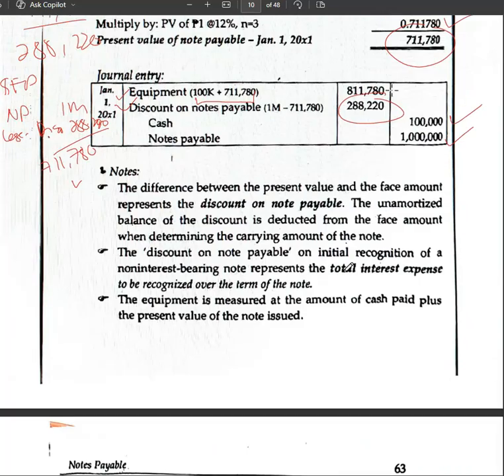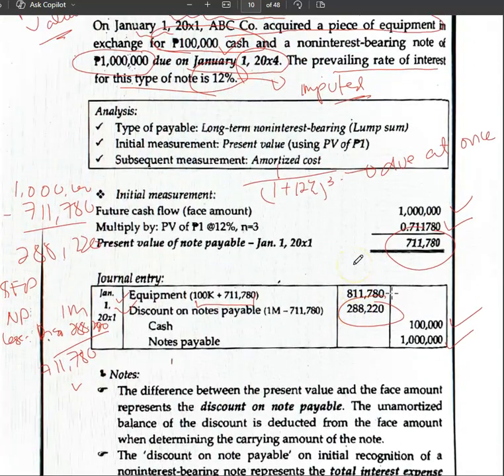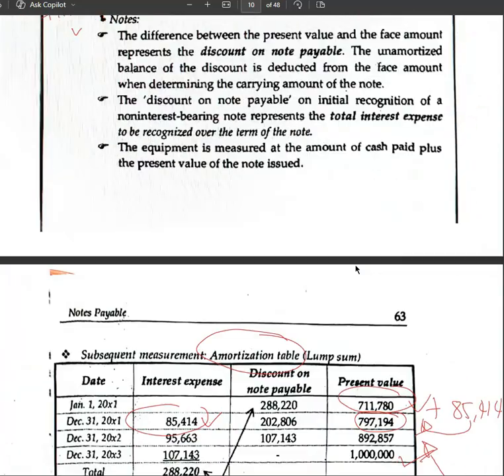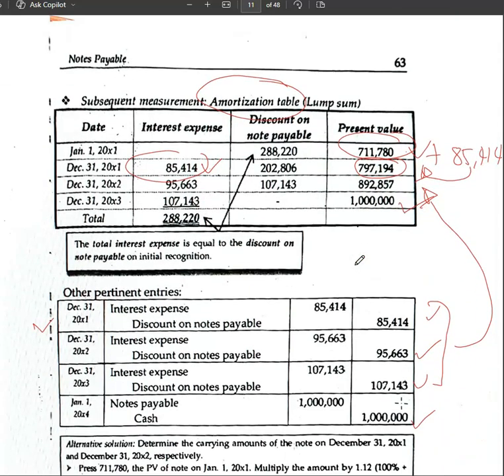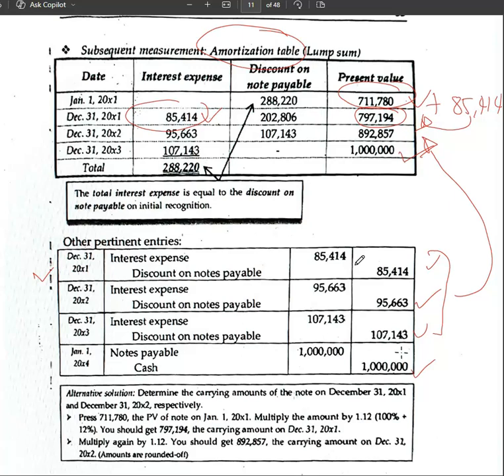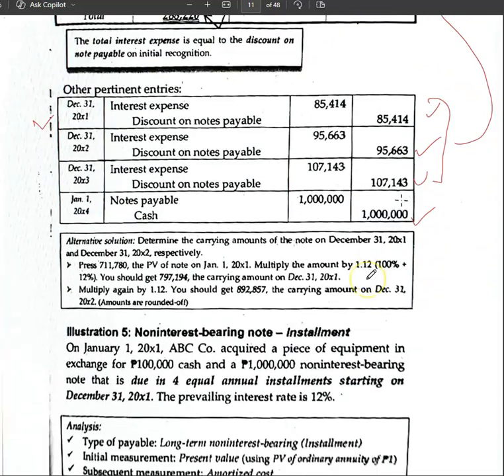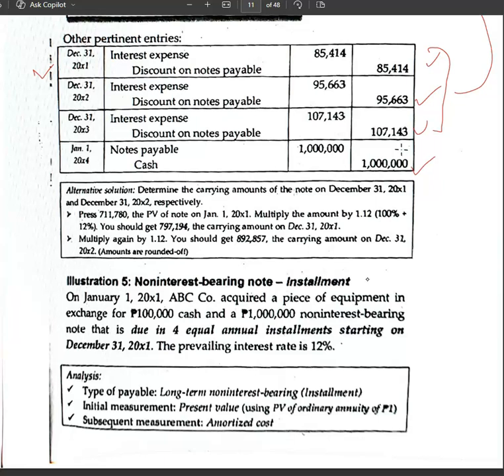So, alamin mo lang kung paano mag-compute ng present value. That's your beginning. And then, alamin mo kung paano mag-prepare ng amortization table. Then, for the amortization table, you will know simple as fast as that if your amortization table is correct. And that begins at the computation of the present value. And that's how it is. Okay? Hope that you get it. So, on the next illustration 5, we are going to compute the non-interest bearing note, but at this time, this is installment. Okay? More complicated.